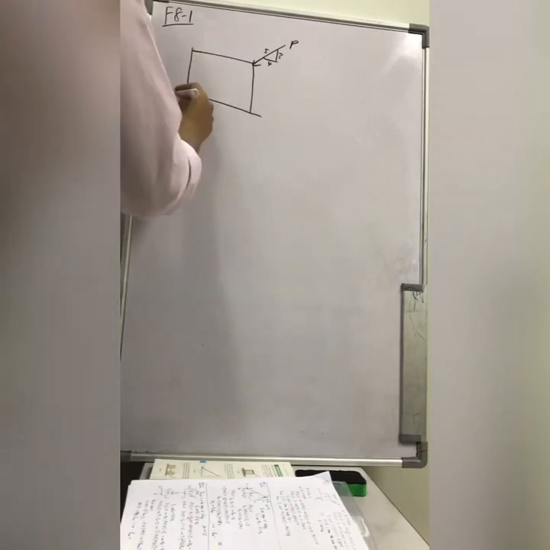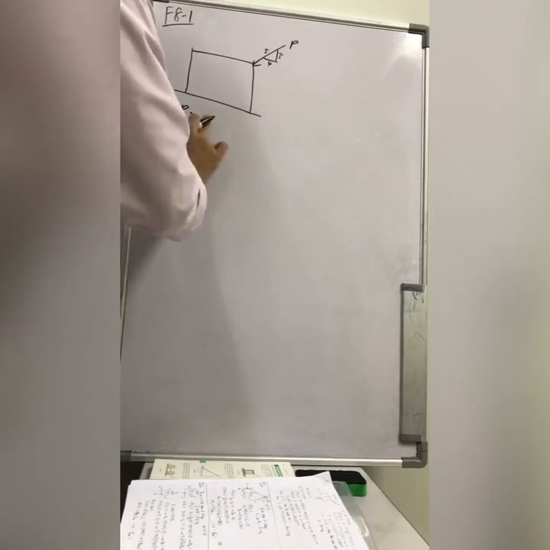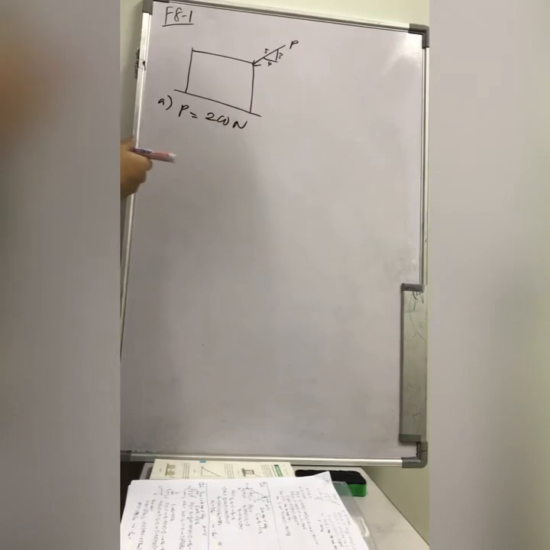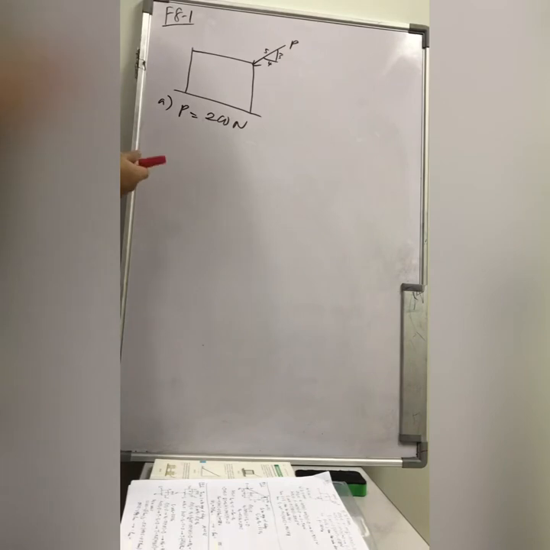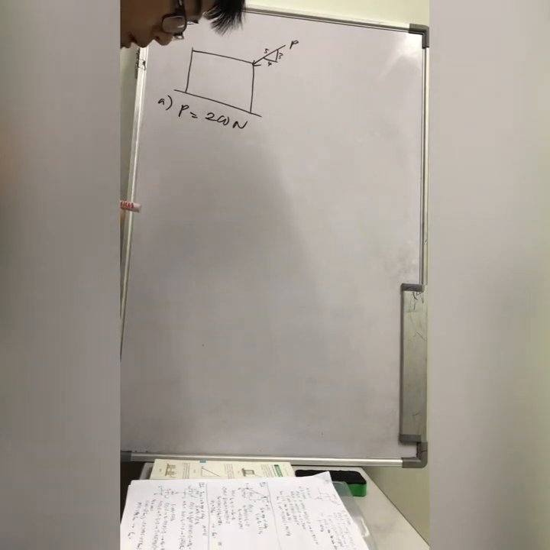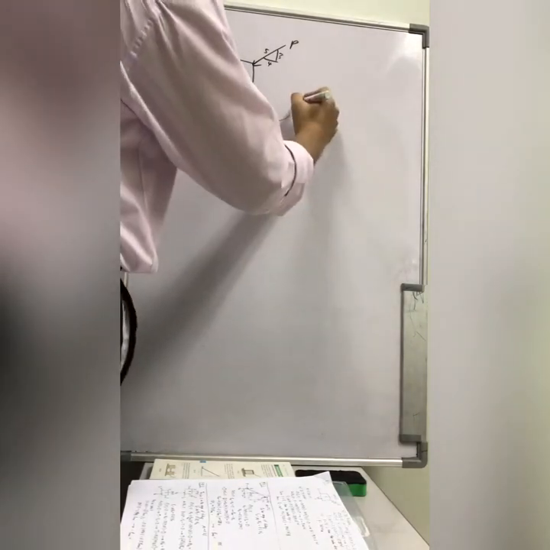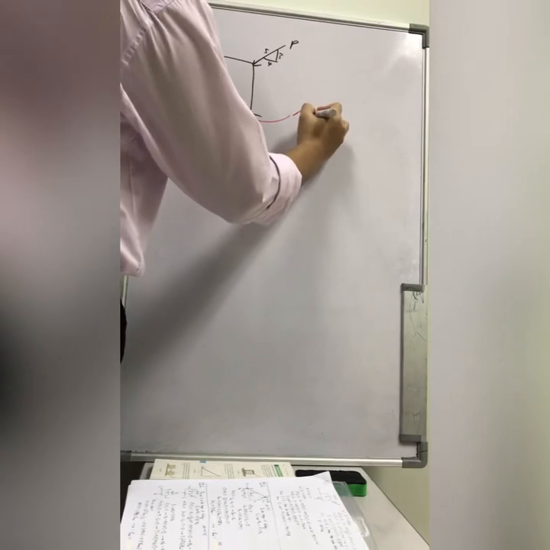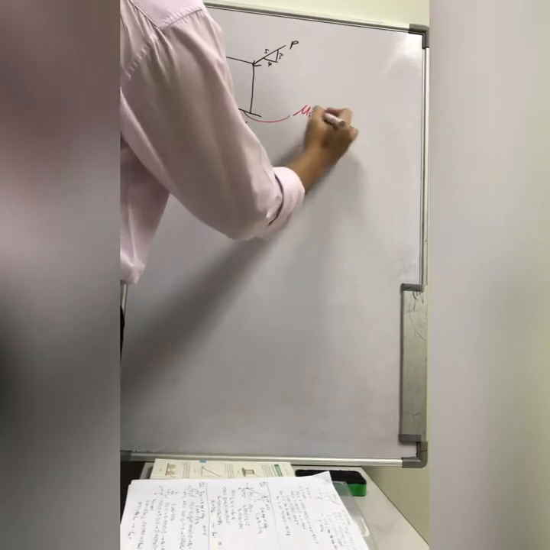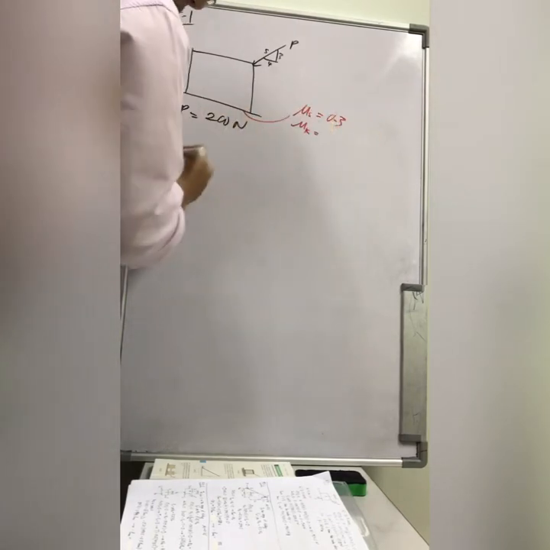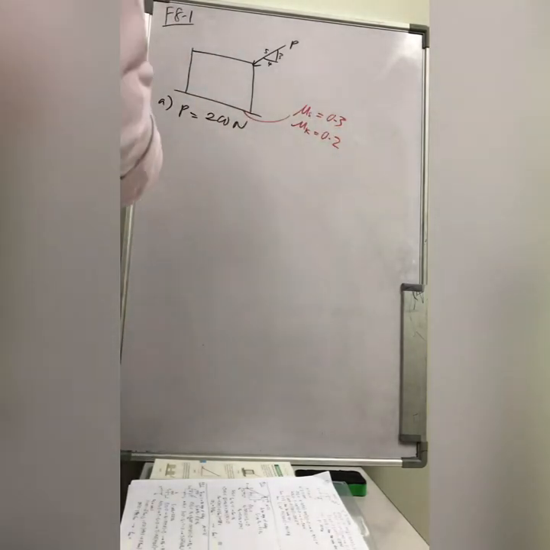First, if P equals 200 Newton, and second, when P equals 400 Newton. You are given the coefficient of static and kinetic friction between the crate and the ground: the coefficient of static friction μs is 0.3, and the coefficient of kinetic friction μk equals 0.2. Of course, μk should be less than μs.